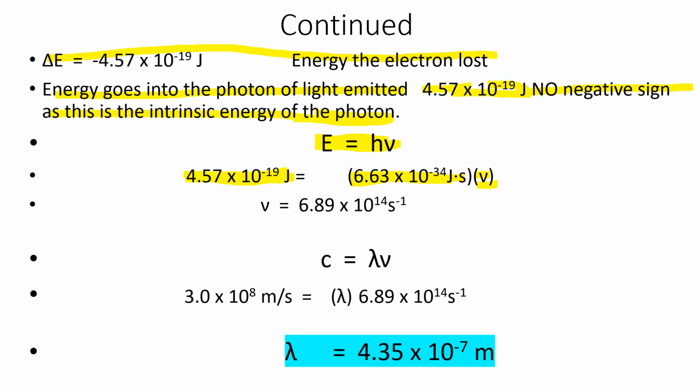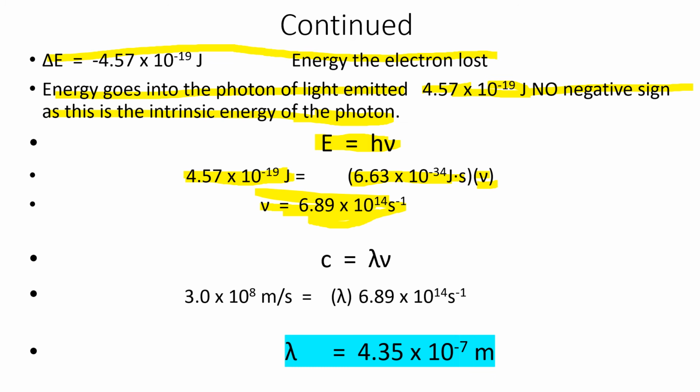This equation has 3 pieces to it. We have 2 of those 3 pieces. We just have to solve for that third piece. In order to solve for that third piece, divide both sides by the 6.63 times 10 to the minus 34 joules times seconds. That will isolate the frequency. Frequency will come out to be 6.89 times 10 to the 14 inverse seconds. A big number. Remember, you have a photon of light. Light waves have very high frequencies, so we're expecting a big number to come out of that.